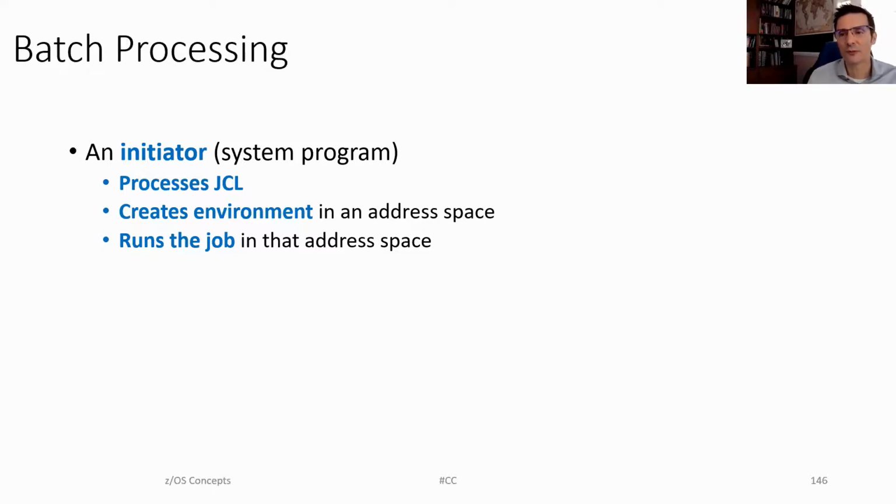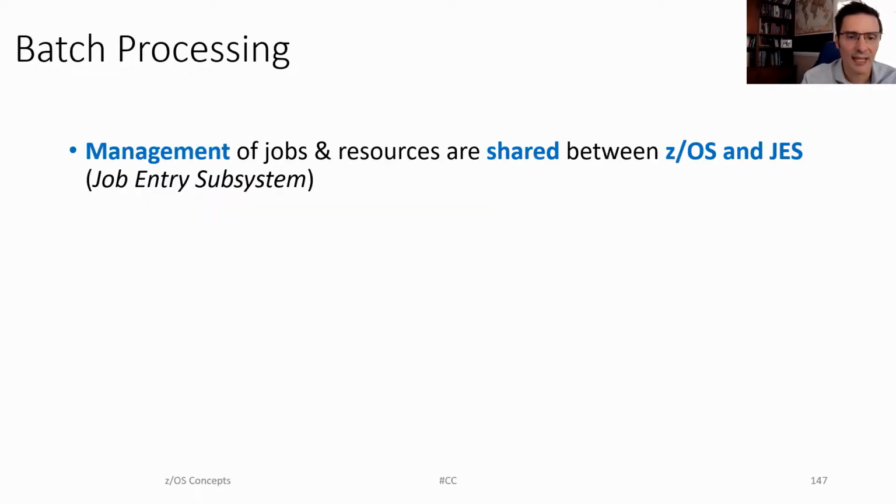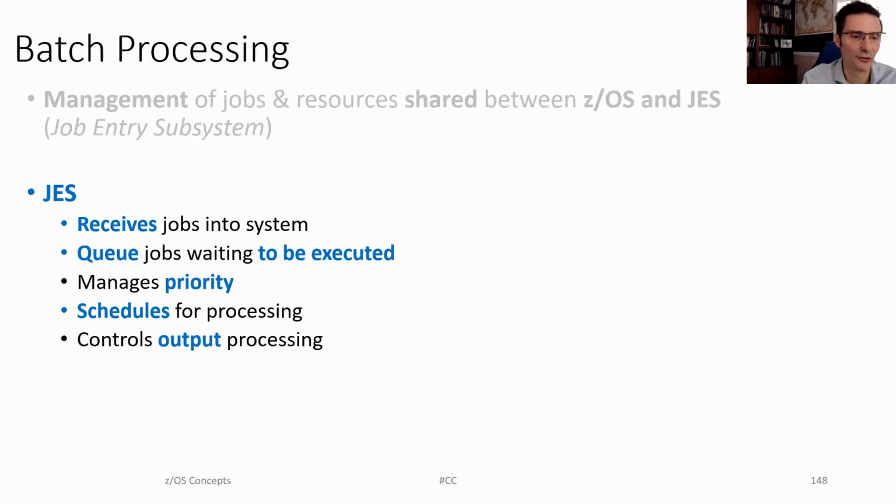So where do these batch programs run? They run in a special address space on the system called an initiator address space. That's going to process that JCL, set up the environment, and actually run that program inside of that address space. The management of that job and resources are done by z/OS and a component called JES, the Job Entry Subsystem. JES is going to manage the priority of all these jobs that were submitted on the system, manage this pool of initiator address spaces, and basically manage all your batch workload.